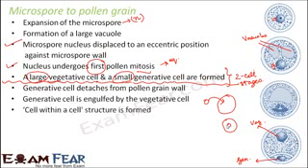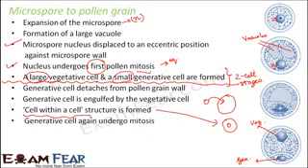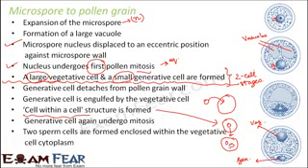So then what happens? Then this structure which is formed is known as a cell within a cell structure, because the generative cell is now within the vegetative cell. So this is a cell within a cell structure. So what happens now? Now this generative cell which is inside will again undergo mitosis. So what will happen? Whenever mitosis occurs, two cells will be formed, right? So two sperm cells are formed which are enclosed within the vegetative cell.